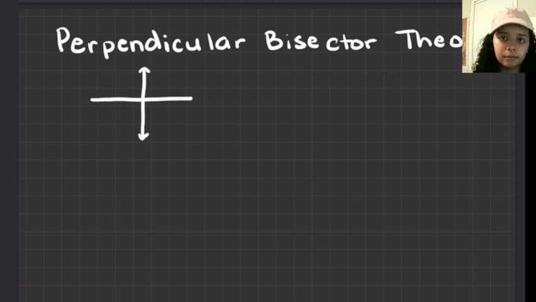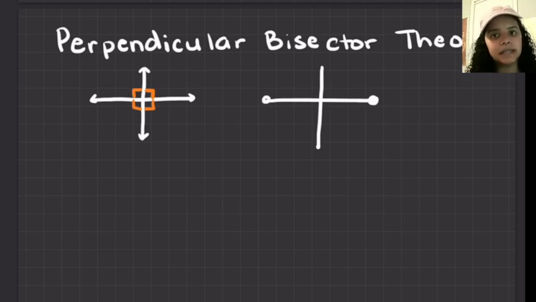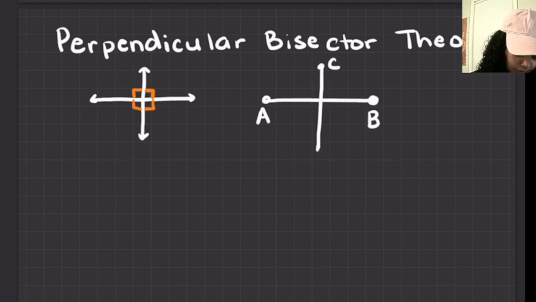So perpendicular bisector. We already know that perpendicular means that you have two lines that, when they intersect, form a right angle. So all of these angles all around are 90 degrees. Those are perpendicular lines. And then bisector: bi means two, sector means section. So bisector means that you're going to cut it into two equal sections.